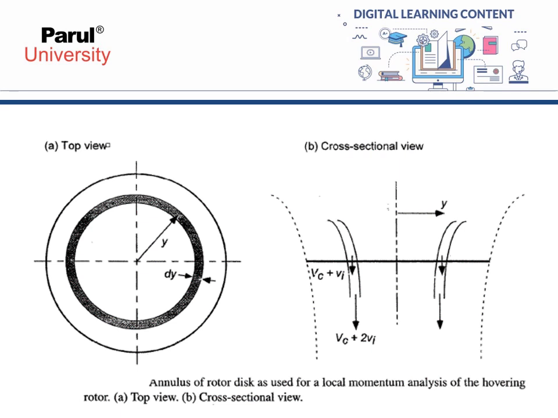Now, this is the top view and the cross-sectional view of an annulus of the rotor disc as used for a local momentum analysis of the hovering rotor. First is the top view, second is the cross-sectional view. Y is the distance from the center to the element, and dy is the width of the element, and Vc plus 2Vi is the final velocity, and Vc plus Vi is the velocity through the disc. Y is the distance from the origin to that strip, the annulus.